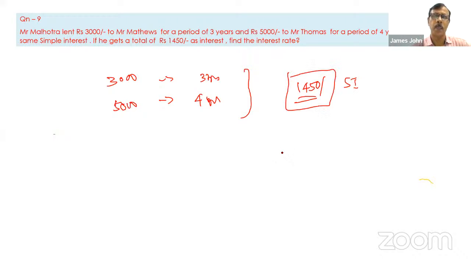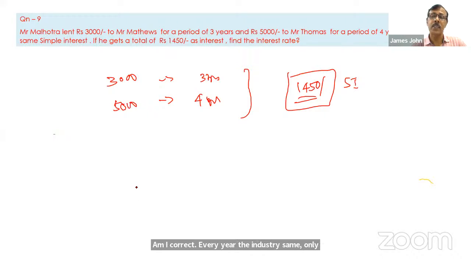This is the question. So see, in simple interest, every year the interest is the same. Am I correct? Only in the case of compound interest, interest varies, because interest earns interest in compound interest. So here it is simple interest. So 3,000 rupees for 3 years or 9,000 rupees for 1 year gets the same interest.